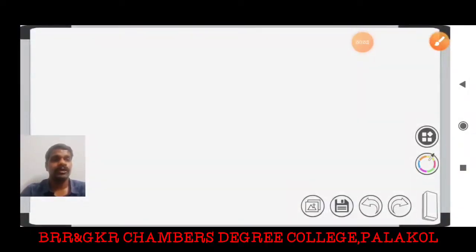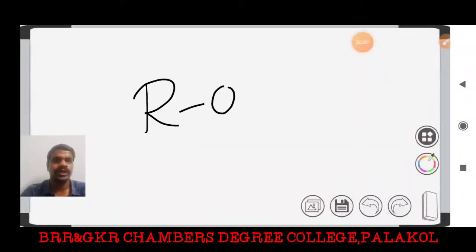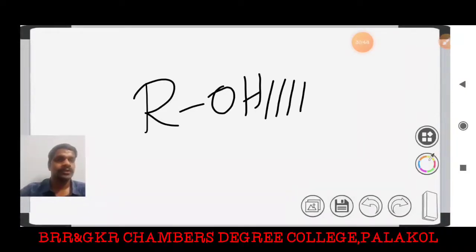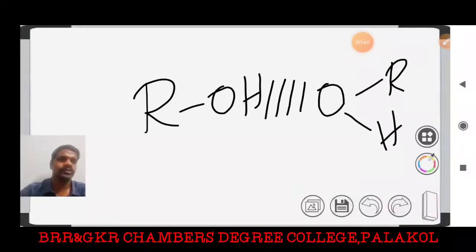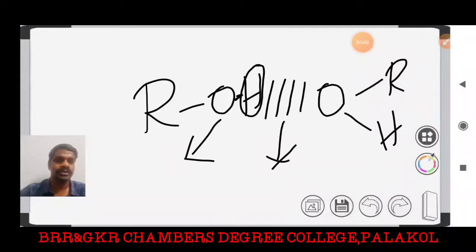Here we take again the alcohol molecule, R-OH. In the alcohol molecule we observe hydrogen bonding. That means this hydrogen is interacted with another molecule of alcohol through hydrogen bonding. So this is hydrogen bonding. Usually this hydrogen is already bonded with a more electronegative atom. That means this hydrogen is attached to one oxygen.